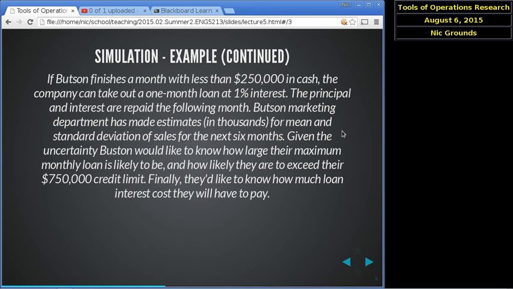That's our credit limit. And then we'd like to know how much loan interest cost we're going to have to pay back. So if we had to take 2 loans, we're having to pay back interest twice, right? What's the total amount of interest we have to pay back? Just as something we want to know. So do we need to take a loan? How big of a loan? Is it too big? And how much cost do we have paying interest back for the loans we take? Those are all things we want to answer given this situation.